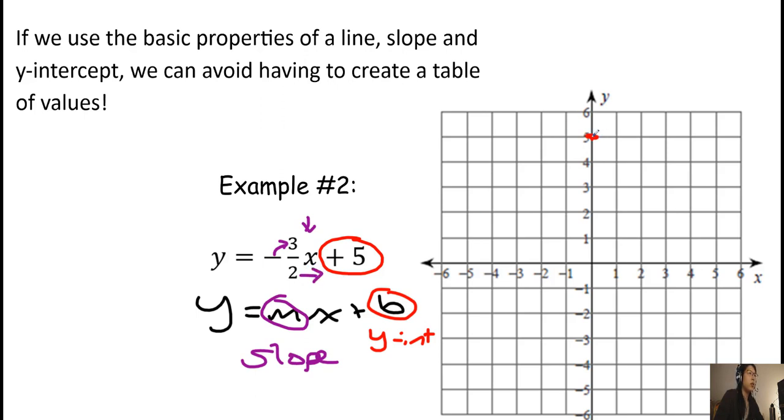So I'll go down 3 from here, 1, 2, 3, and then I'm going to the right because it's +2, 1, 2, and then this is where my new dot is. Now, if you had put the negative with the 2, you would have gone to the left and up 3, and then you also would have noticed that you would have been probably somewhere up here.